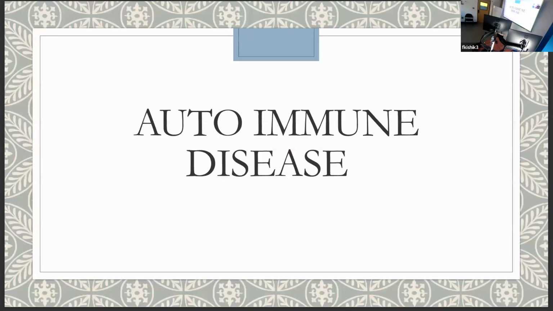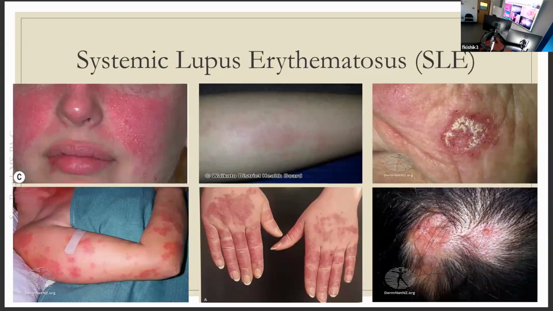All right. Autoimmune disease. I'm really not going to get heavily into the details of the autoimmune disease. This is more than what we need to know for dermatology. We're just going to talk about the skin manifestations. You will learn about the more nitty-gritty details in other courses. All right, let's start with systemic lupus erythematosus, or SLE.